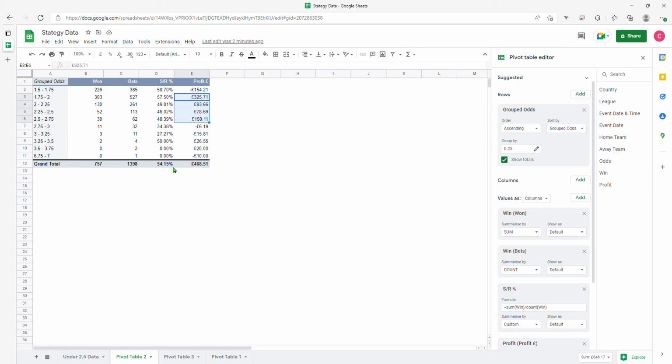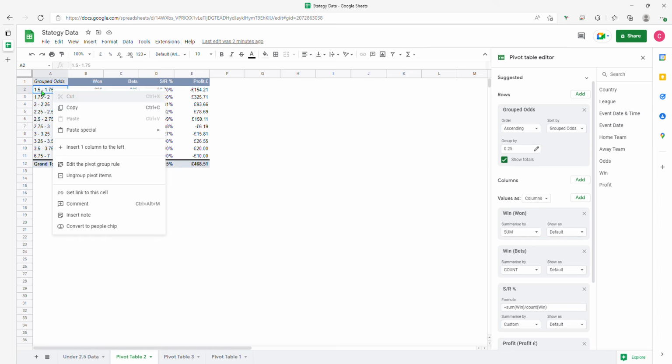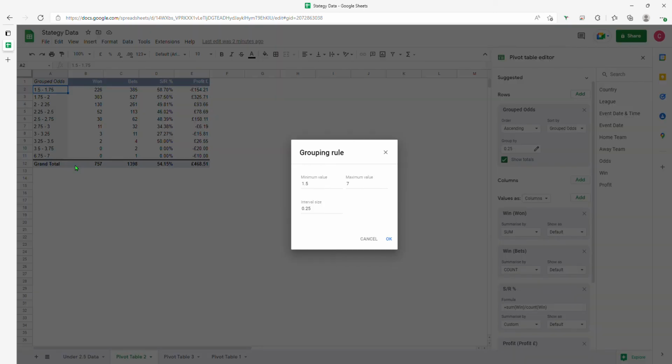So that's fine and dandy. That's one way of looking at things, by the odds. What I wanted to do was group this a little bit better, just to see if I could find any pattern with this minus 154. So I just want to show you that. If you right click on the group odds, you can edit your group. I've got a minimum value of 1.5, and a maximum value of 7 because the highest one is 7, which I still maintain is probably a typo. And then the interval size is 0.25.